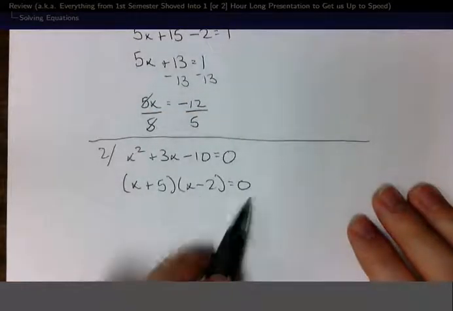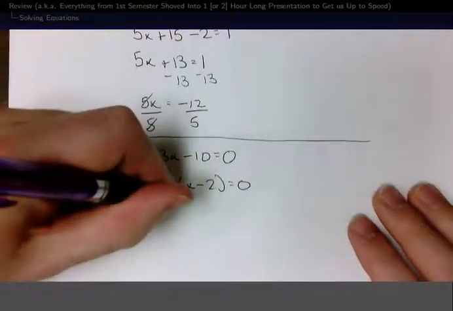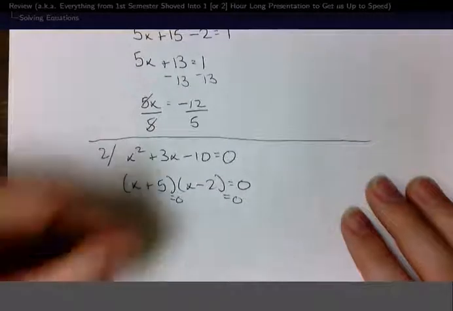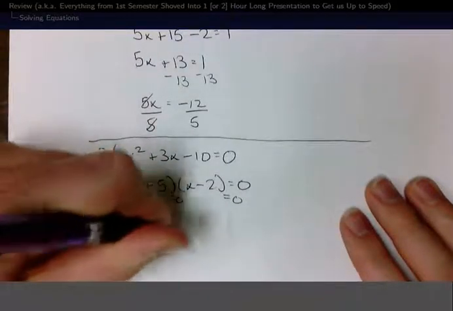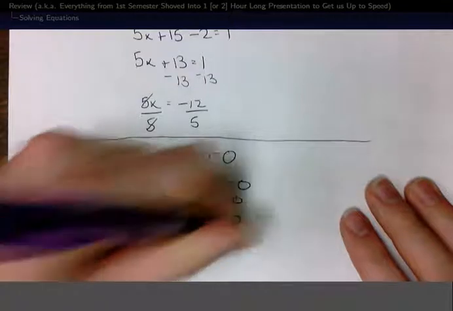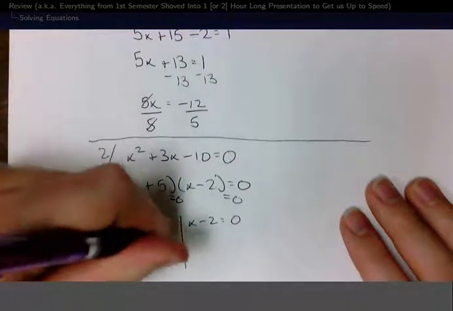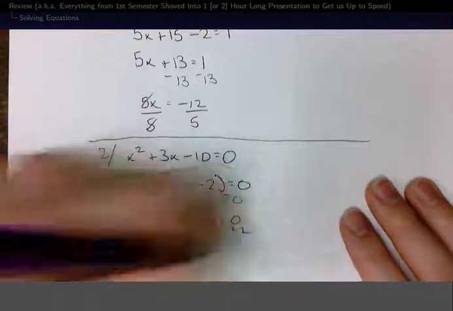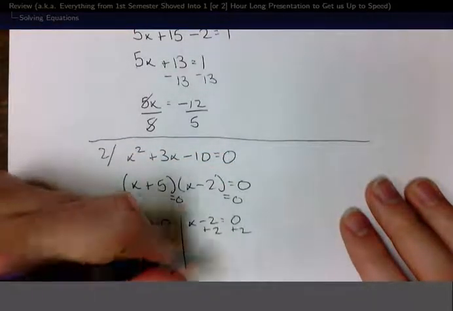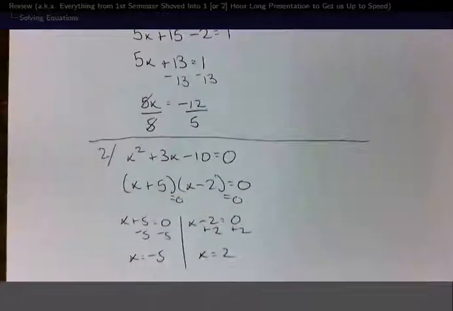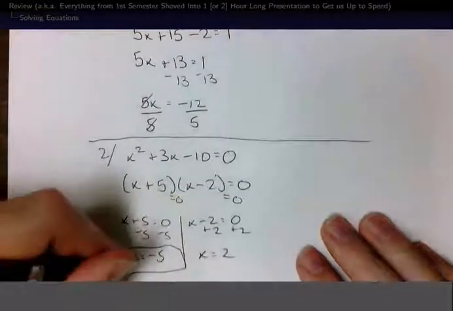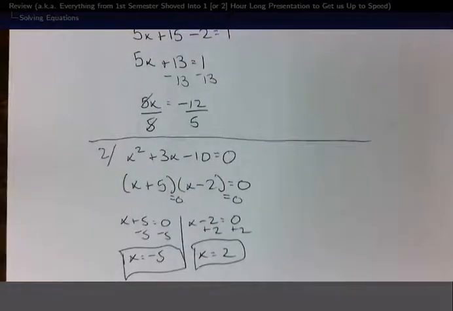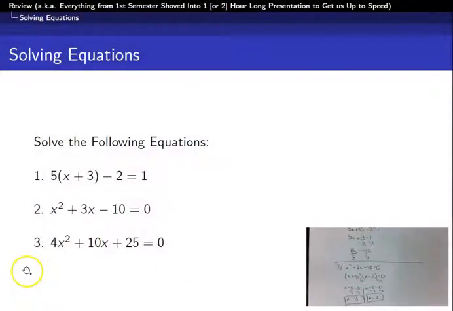If I have two things that, when I multiply them together, give me 0, to solve this I can just set each of my factors equal to 0. So here you have x plus 5 equals 0, and here you have x minus 2 equals 0. Then just solve each of these equations. Subtract 5, add 2. So here we have x equals negative 5, and here we have x equals positive 2. Those are my two answers. So if it factors nicely, you can solve the equation by factoring.